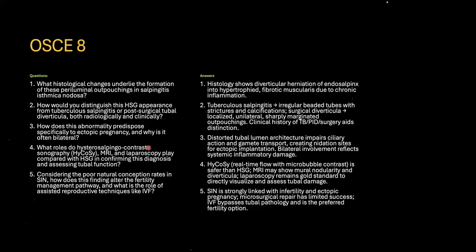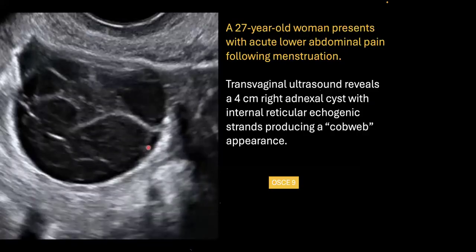Now, considering the poor natural conception rates in SIN. So, SIN is strongly linked with infertility and ectopic pregnancy. Okay, microsurgical repair has limited success. IVF bypasses tubal pathology and is the preferred fertility option. Correct. Okay, let's move to the second last, the ninth.